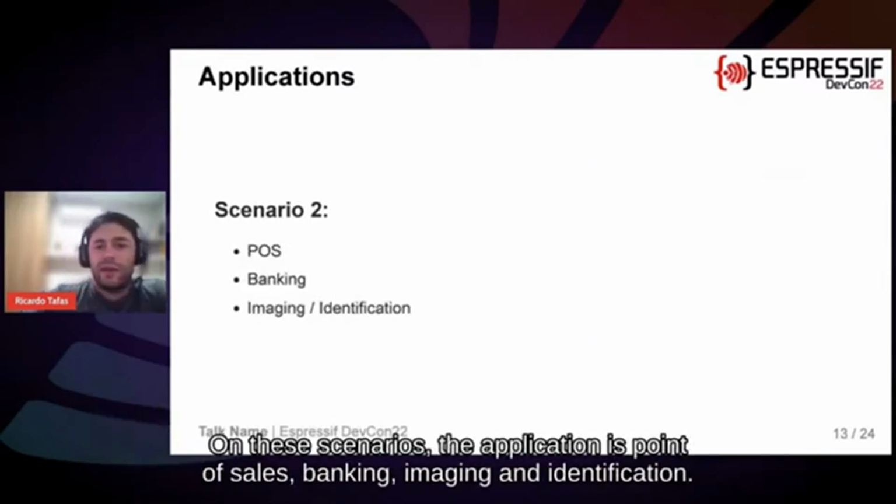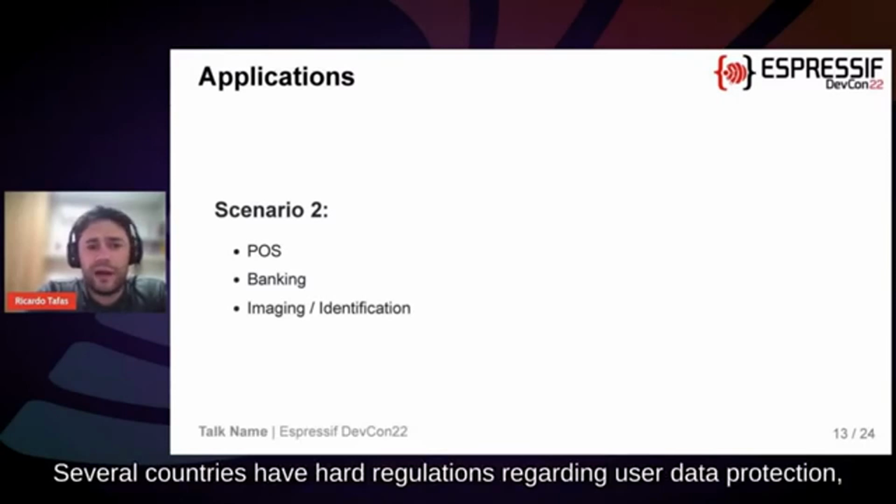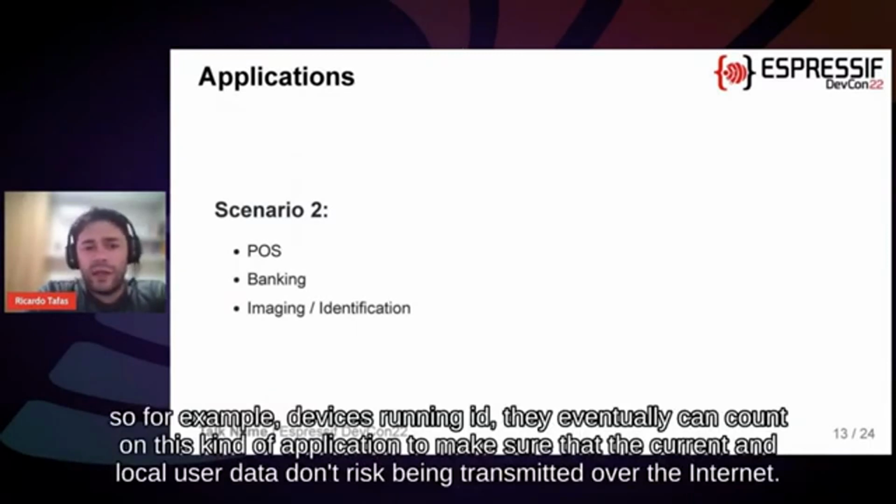On these scenarios, the applications are point of sales, banking, imaging, and identification. Several countries have hard regulations regarding user data protection. So, for example, devices running ID, they eventually can count on this kind of application to make sure that the current and local user data don't risk being transmitted over the internet.